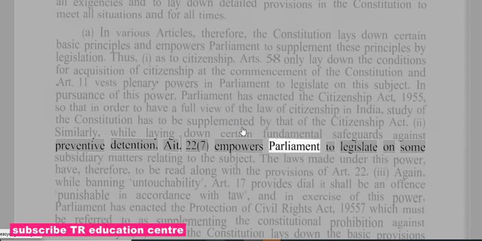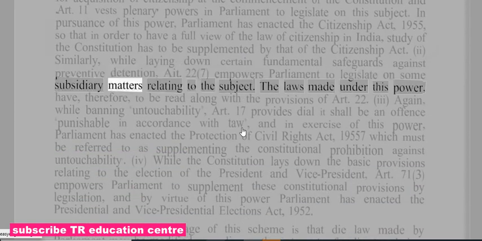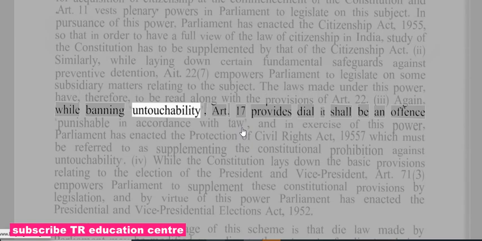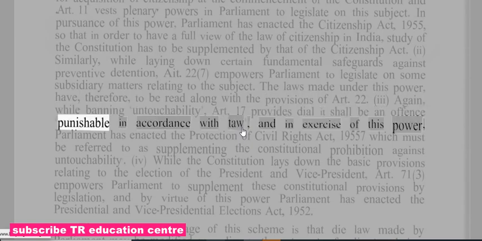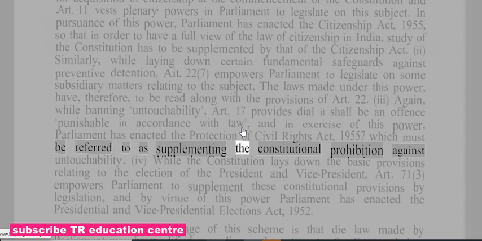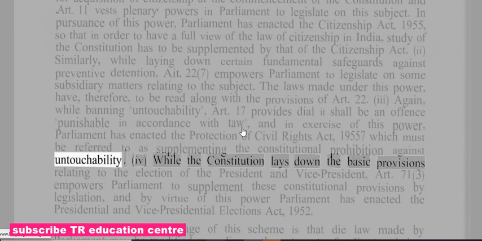Art. 22(7) empowers Parliament to legislate on some subsidiary matters relating to the subject. The laws made under this power have, therefore, to be read along with the provisions of Art. 22(3). Again, while banning untouchability, Art. 17 provides that it shall be an offence punishable in accordance with law, and in exercise of this power, Parliament has enacted the Protection of Civil Rights Act, 1955, which must be referred to as supplementing the constitutional prohibition against untouchability.